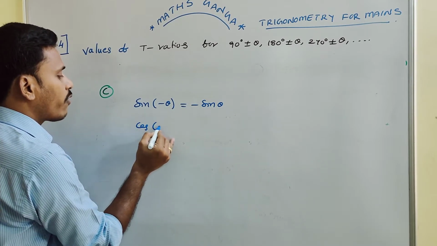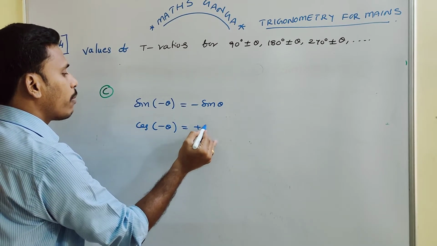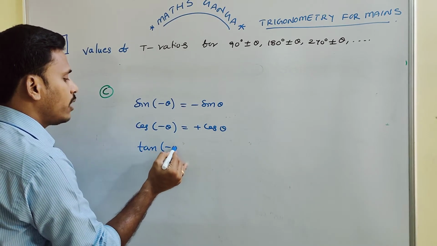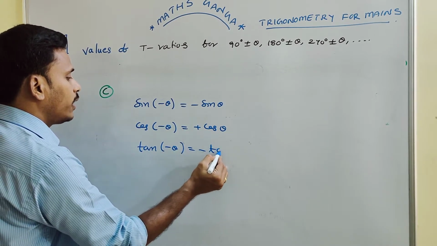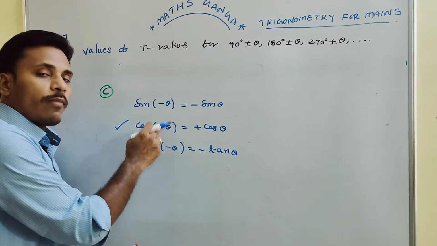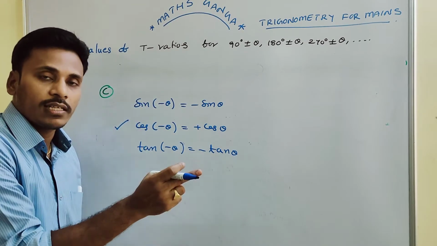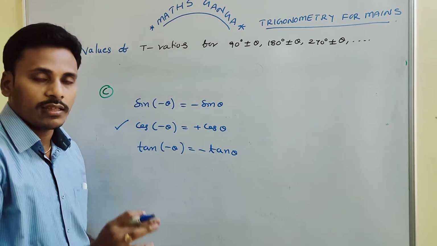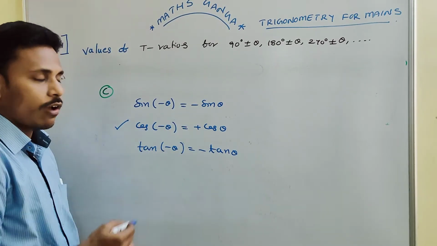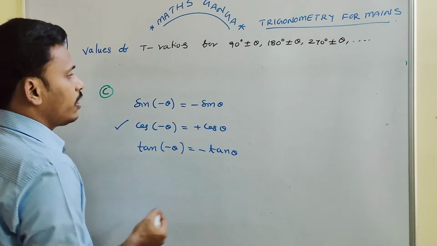Whereas if I have cos of minus theta, then you won't get that minus sign, it is just plus cos theta. And if you have tan of minus theta, you will get minus tan theta. Make a note that for cos and sec, cos of minus theta and secant of minus theta, it is again plus secant theta and plus cos theta. For all the remaining, you need to get the minus sign along with the trigonometric ratio. That is C.